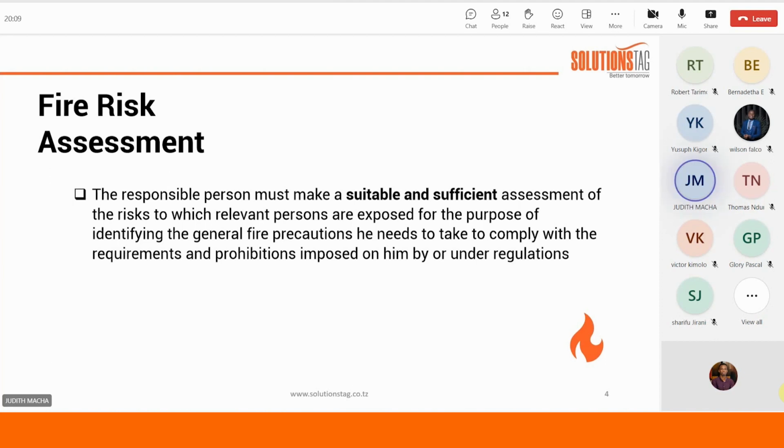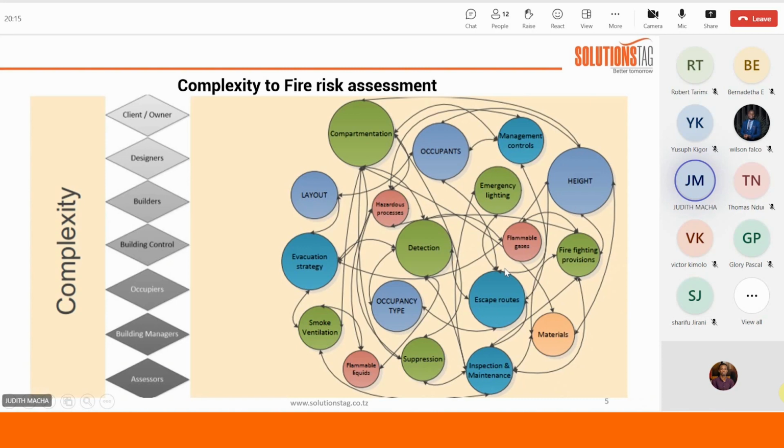And one of the tricks with risk assessment is that, of course, it's complex. It's a very complex operation. Why do I say it's complex? Because an assessor has a number of things to look at. You have to start with the compartmentation of the area or premises, going down to the occupant characteristics, the detection system, the escape route, and the materials of construction.